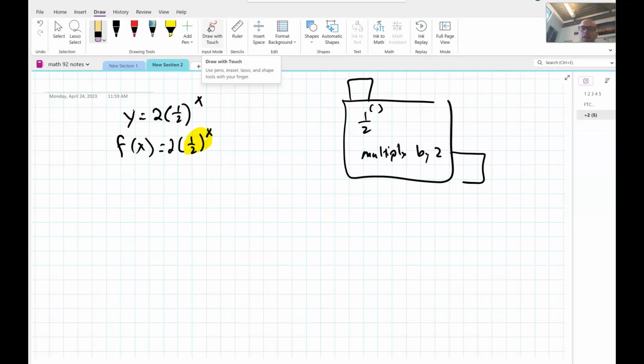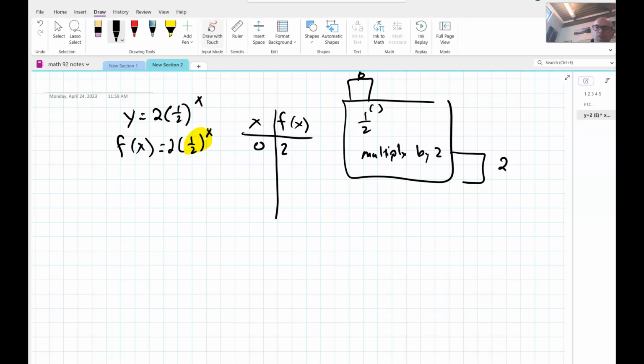All right. So if I drop, for example, I think in class today we dropped in a 0. Of course, 1/2 to the 0 power is 1. Multiply that by 2 and you get out 2. So today we created these little charts where this is x, this is f of x. Drop in a 0, get out 2. If I drop in a 1, 1/2 to the first power is 1/2. 1/2 times 2 is 1.